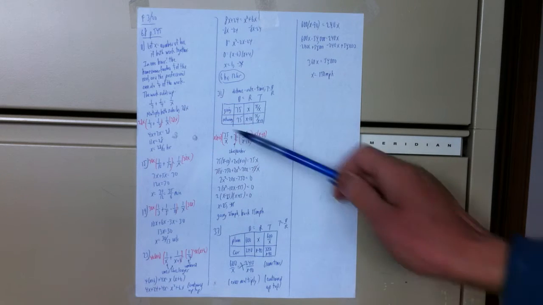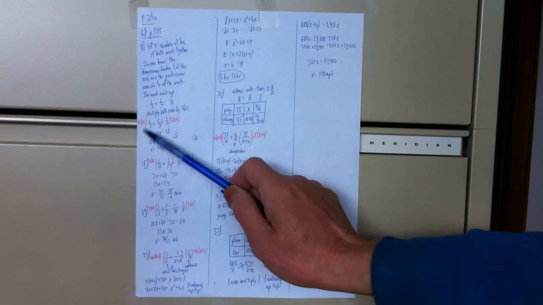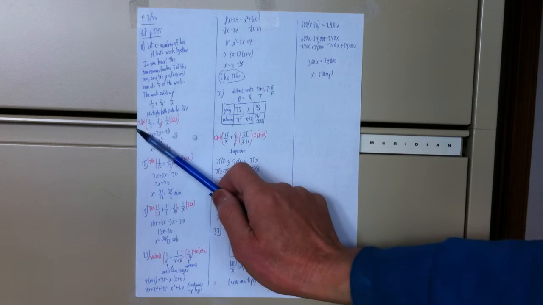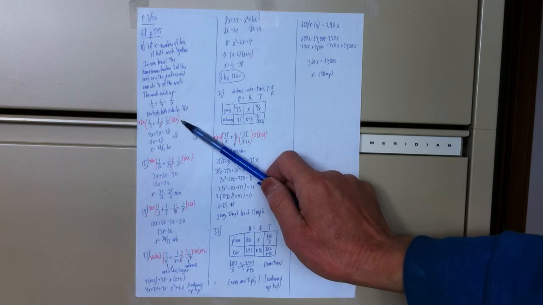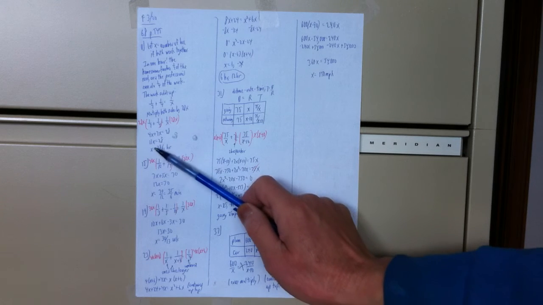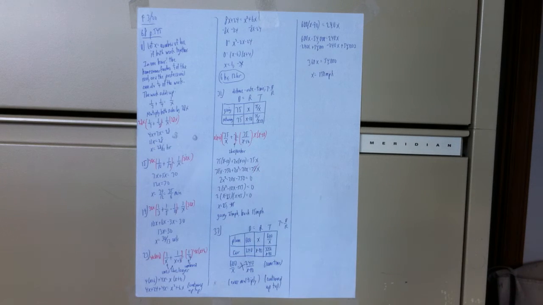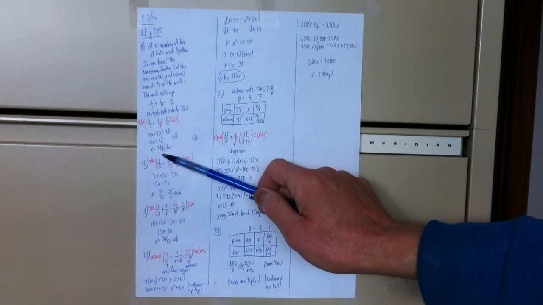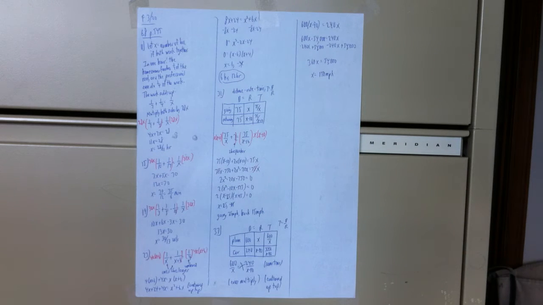Multiply both sides by the common denominator, which is 28x. Multiply this by 28x, multiply this by 28x. We get 4x plus 7x equals 28, or 11x equals 28, or x equals 28 over 11 hours combined. So a little bit under 3 hours, but more than 2 hours if they work together.